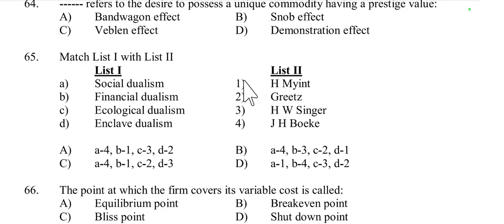Then question 65, list 1, list 2: social dualism, financial, ecological and enclave dualism. First one is social dualism, given by J.H. Boeke. Financial dualism is given by Hall Mint. Then ecological dualism, A for B1, yes. Then C, ecological dualism, it was given by Grids, and enclave dualism by H.W. Singer. So option C is right here.